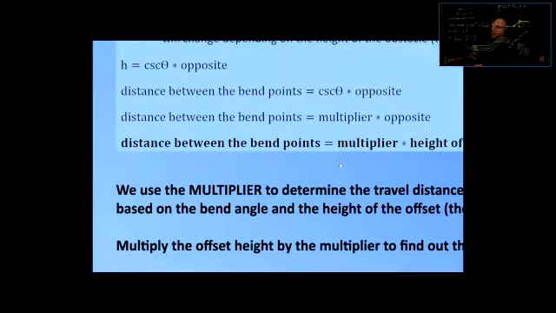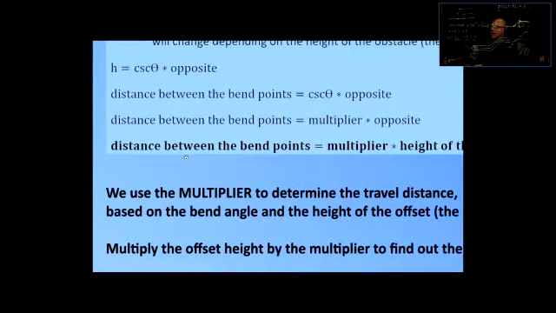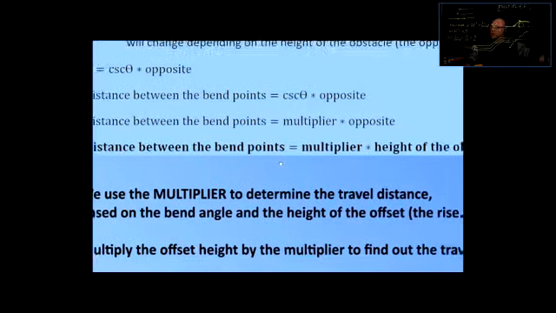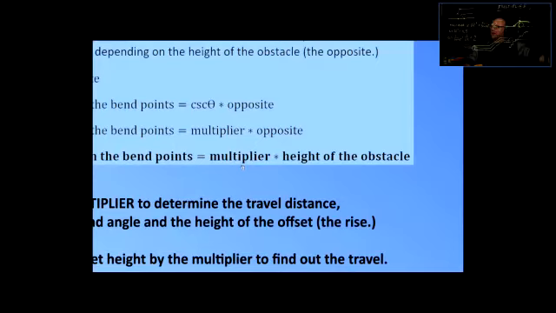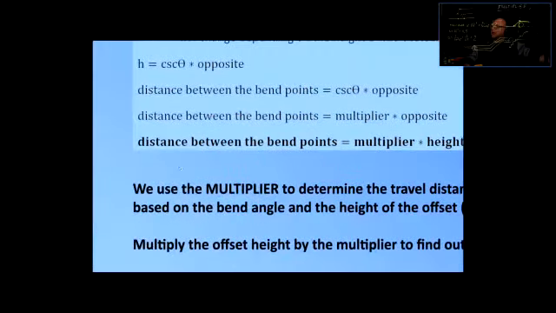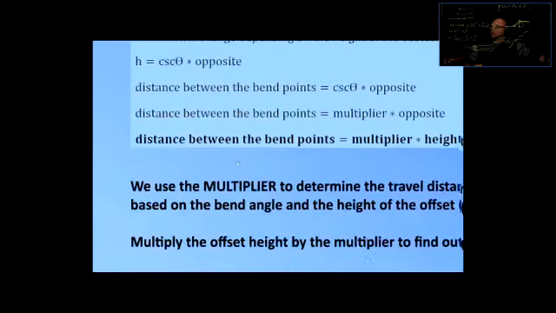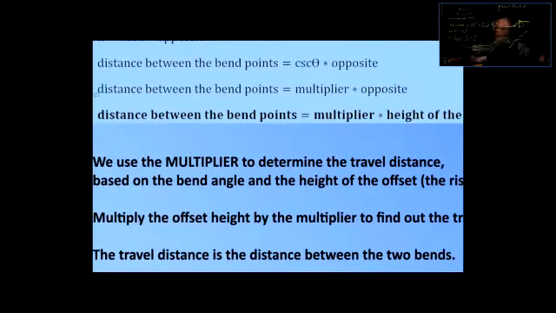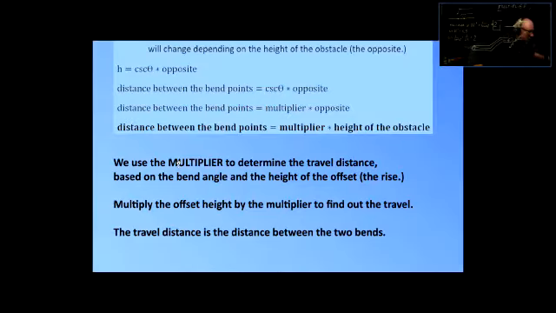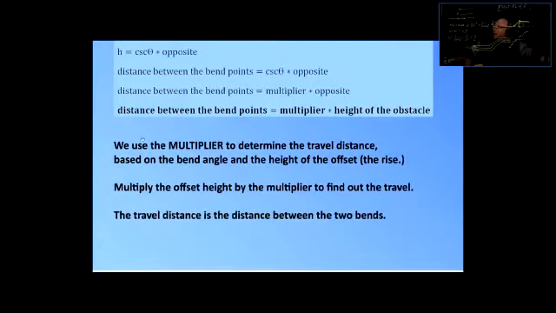We need to find out how long the distance is going to be between those 2 bending points. We find out the multiplier, and we use that multiplier to multiply with the height of the obstacle, and we're going to get the distance between those 2 points. And then here's that statement and a half on the bottom here that I did. The multiplier. We use the multiplier to determine the travel distance.